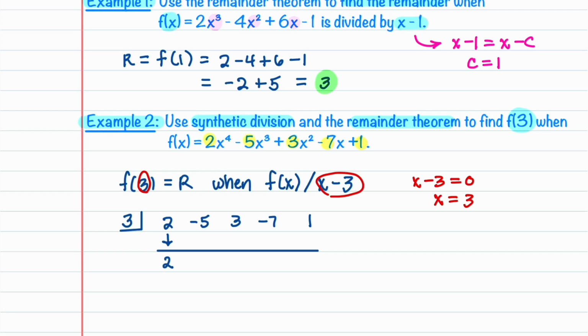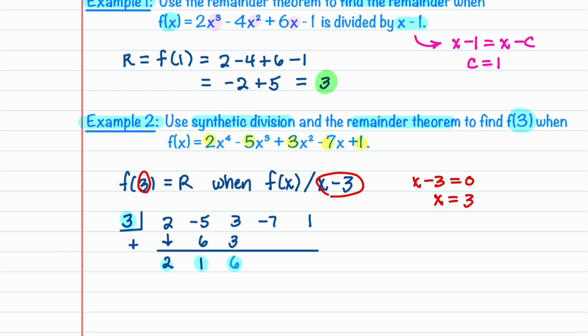Now we're going to multiply, and we're going to multiply 3 times 2, and we get 6, and we put it right there. Then we're going to add, and we have minus 5 plus 6 is 1. Now we're going to multiply again. We're going to multiply 3 times 1, and we're going to get 3. We're going to add 3 plus 3, and we get 6.